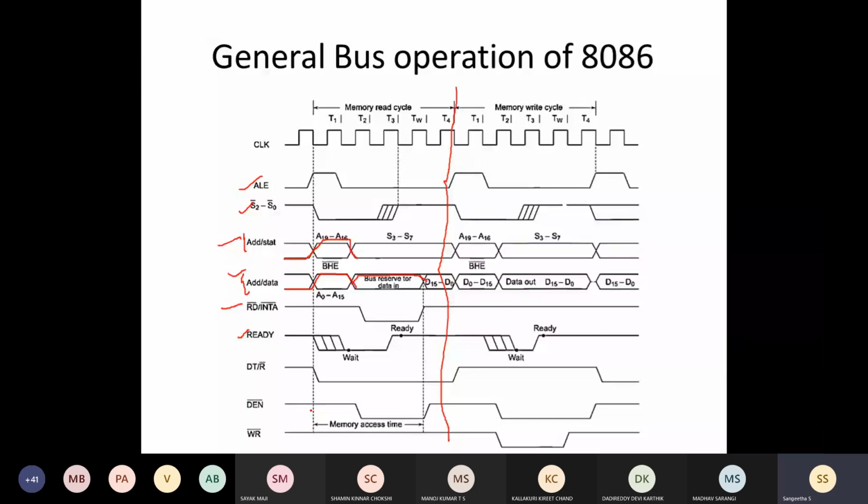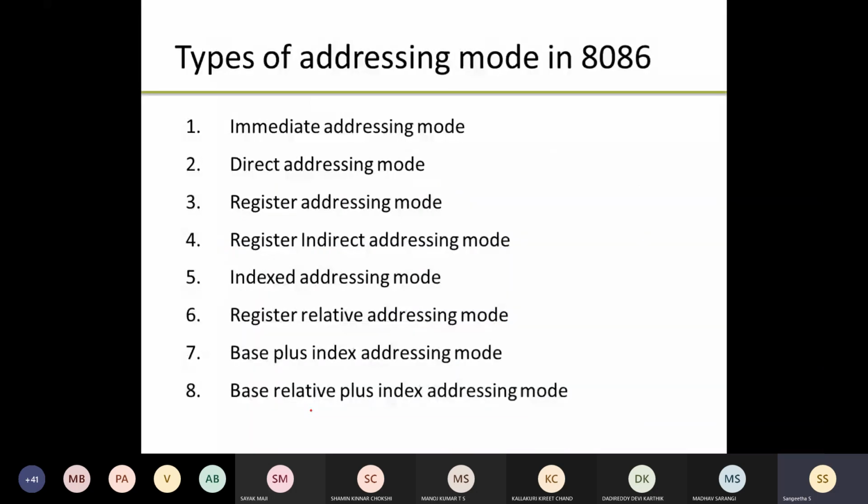After this, we will go into some interesting topic. This will be very easy: addressing modes. Bus operations are still there, but this will be a little bit more interesting compared to that. I will take this first, and then we will go for the remaining bus cycles in the next class.